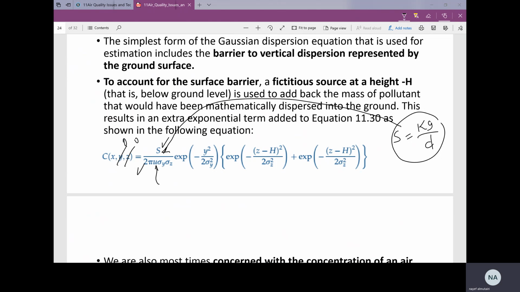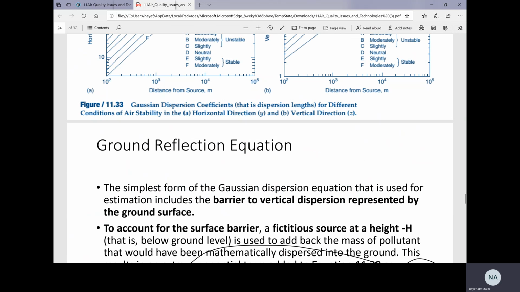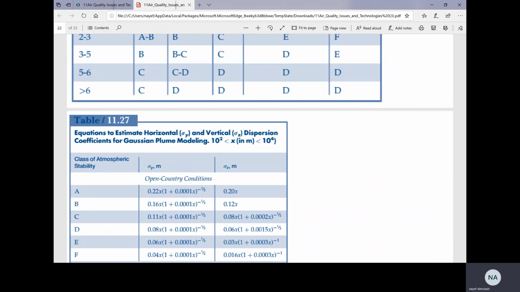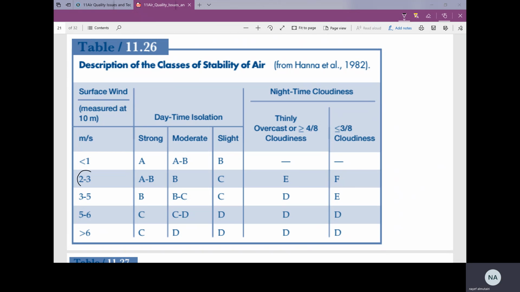You have 2. You have pi. We know pi is a constant, 3.14. You have velocity, wind velocity, of course. Sigma y, sigma z. Now, how could we find sigma y and sigma z? Don't worry about this graph because the table will give you accurate results. So I don't have to worry about this. Let me see how I could find sigma y and sigma z. I'll tell you that the wind speed at 10 meters is 2.5 meter per second. So I say that the velocity is 2.5 meter per second.